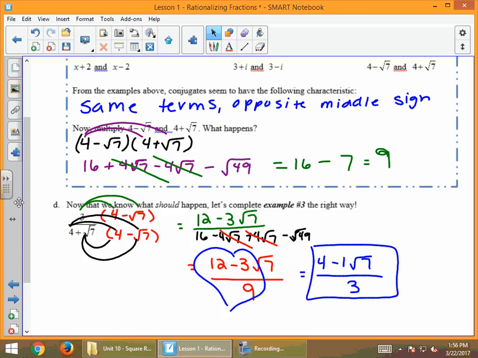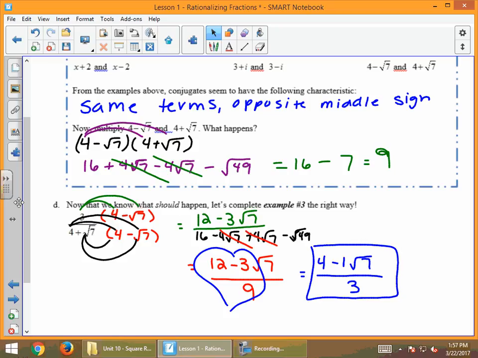So whenever you're adding or subtracting with a radical in the denominator, you multiply the top and bottom by the conjugate. In other words, those 2 terms stay the same. You just change the middle sign to the opposite. That's a big thing. I think it's one of the things we see the most, is that the middle sign doesn't change. You have to remember, change the middle sign.